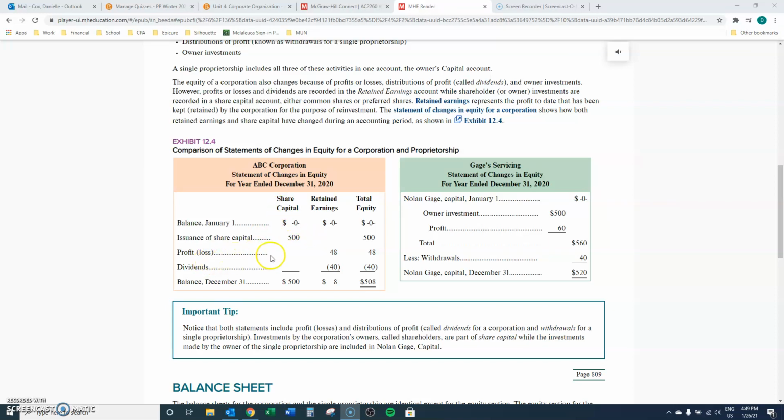Then profit or loss, again, it was different because of the $12 in taxes from the previous slide. Profit or loss goes into retained earnings. Under proprietorship, the owner took out money as a withdrawal. Here, they get paid their money in dividends, so that gets deducted from retained earnings. And then we get our totals.